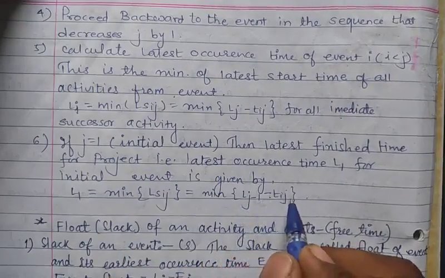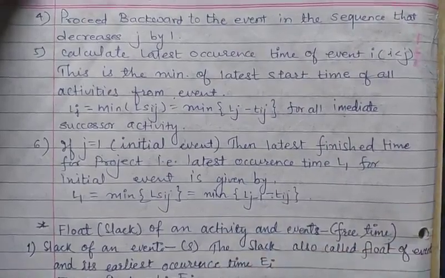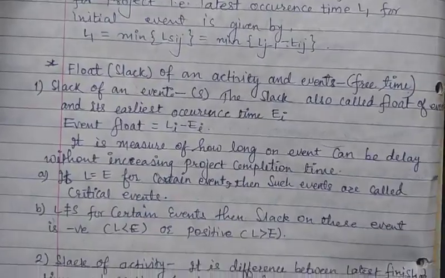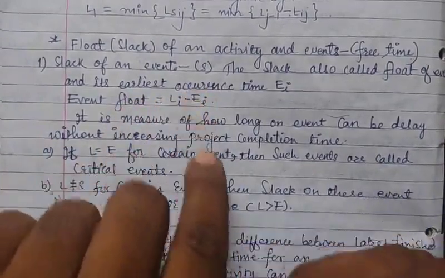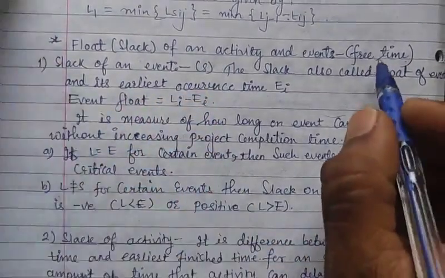Now let's see some definitions. Now float or slack of an activity and events.